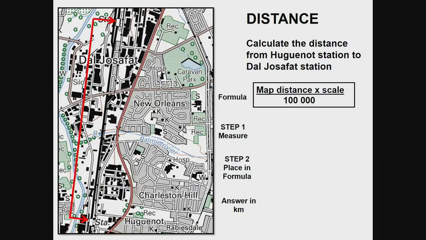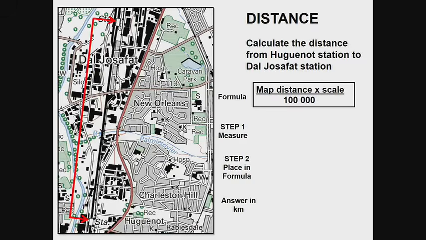Calculations that you need to know. You need to be able to know how to calculate distance. There's the formula. Your distance, whatever you measure on the map, multiplied by the scale, divided by 100,000. Why do we divide it by 100,000? So that we can get an answer in kilometers. There are 100,000 centimeters in a kilometer. This afternoon, take your rulers, go out into the road, measure 100,000 centimeters, and you should have a kilometer.